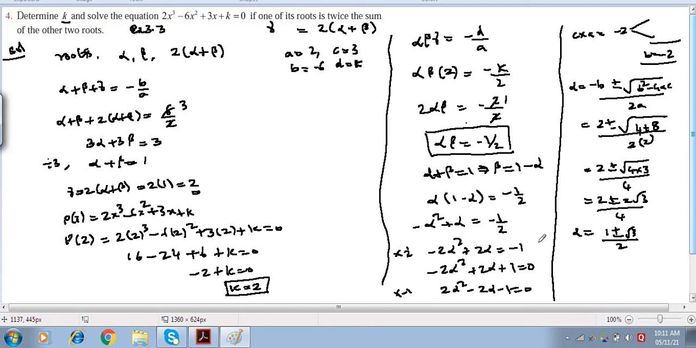So of its 2 roots, one is alpha. Then we have to find beta, which is 1 minus alpha, 1 minus 1 plus or minus root 3 by 2. Simplifying this, we get 1 minus or plus root 3 by 2. So alpha is 1 plus or minus root 3 by 2, then beta is 1 minus or plus root 3 by 2, and gamma is 2. We found all the three roots. Thank you, students.